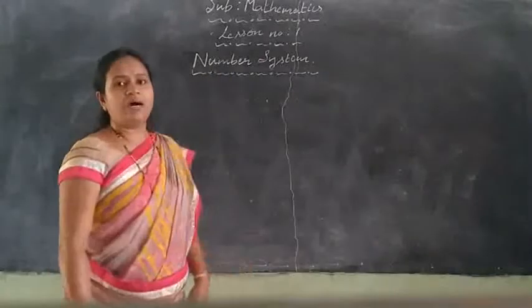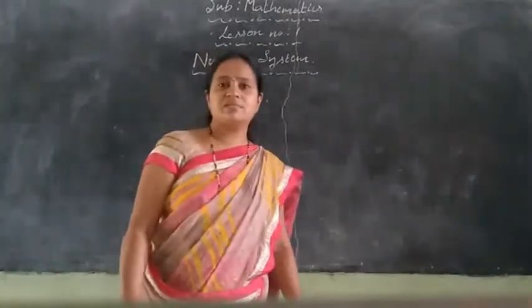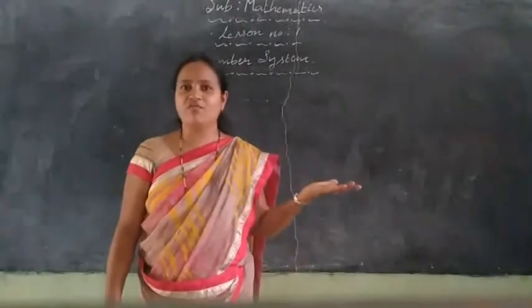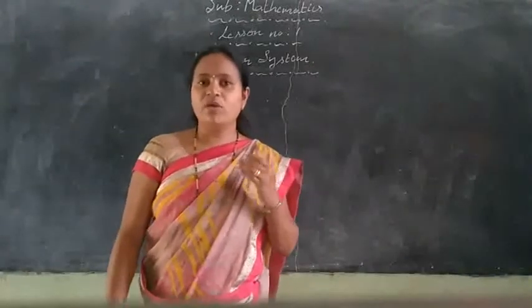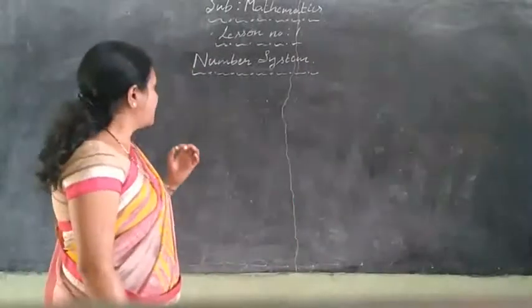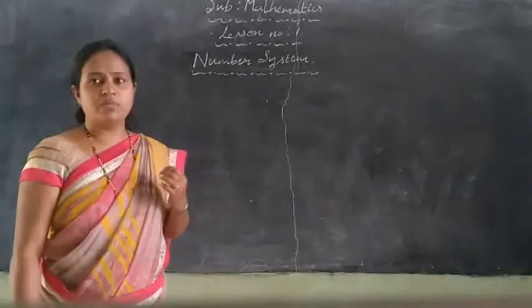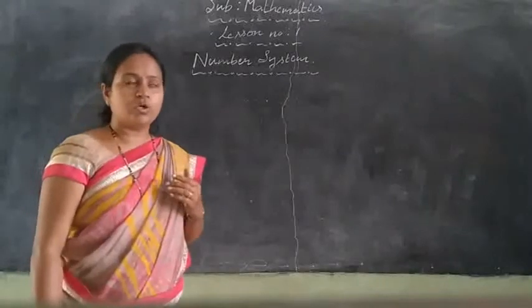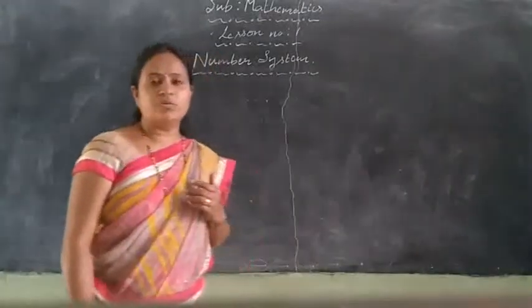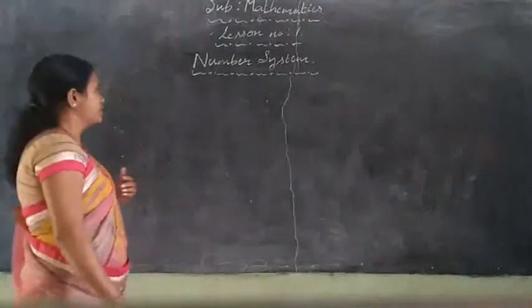Okay children, in your earlier classes you have studied about the numbers, isn't it? Yes, 1, 2, 3, 4, 5, these are called as the numbers. In these numbers we are going to study about the natural numbers, whole numbers, integers and rational numbers. So we will take up one by one. First we should take up natural numbers.